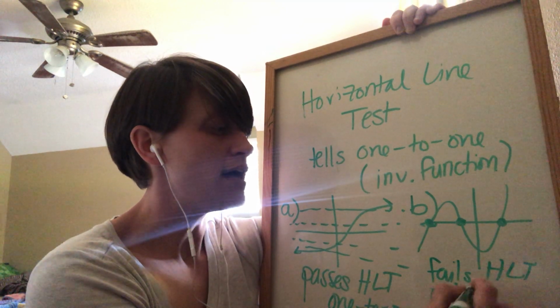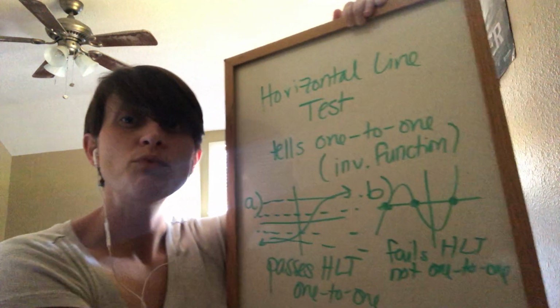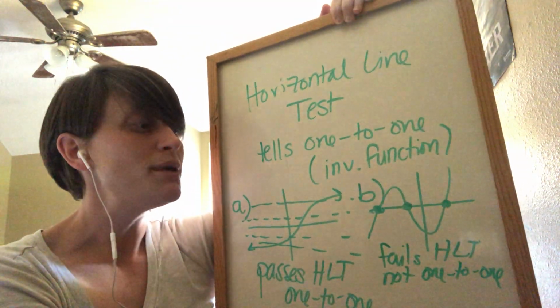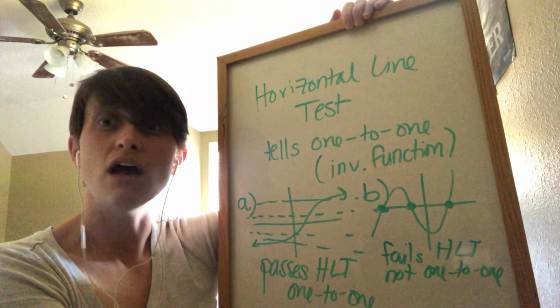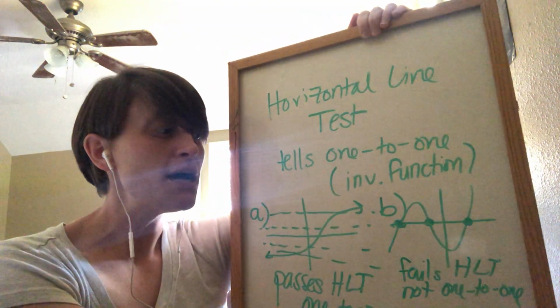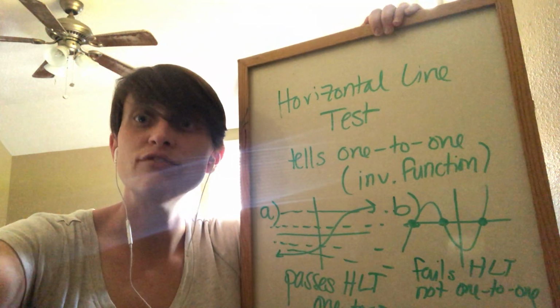It is not 1 to 1, which means if we were to take its inverse, we would have something that does not pass the vertical line test. Its inverse is not a function. So we'll pick up on this at the beginning of the next video when we will actually find inverse functions.